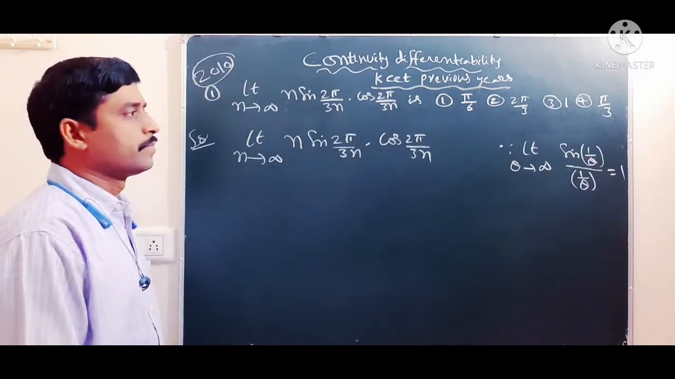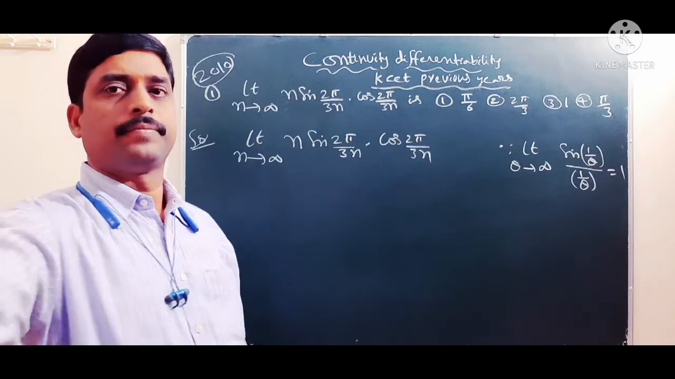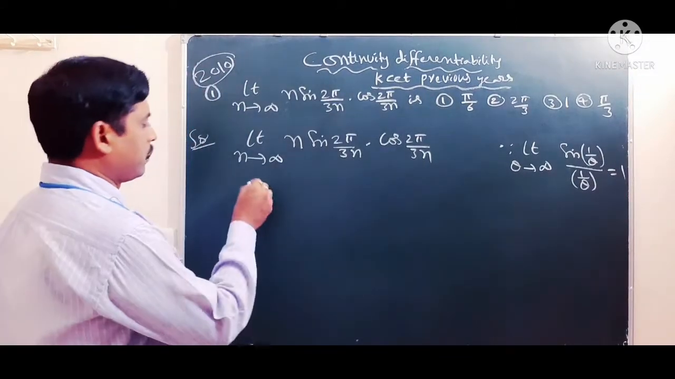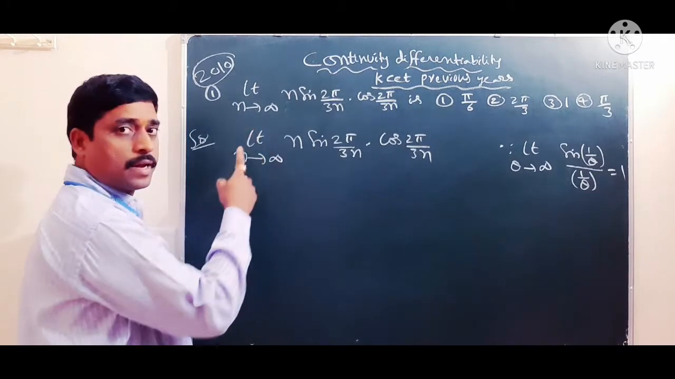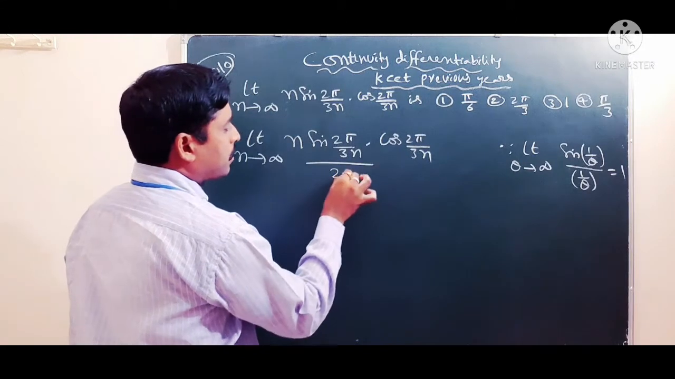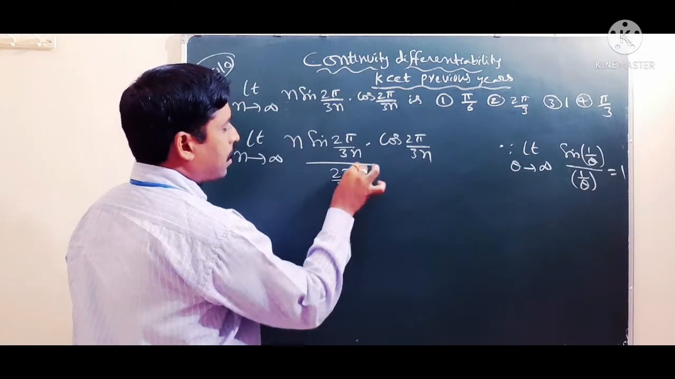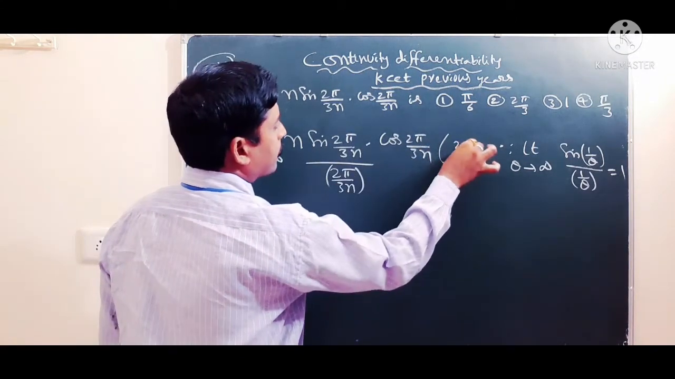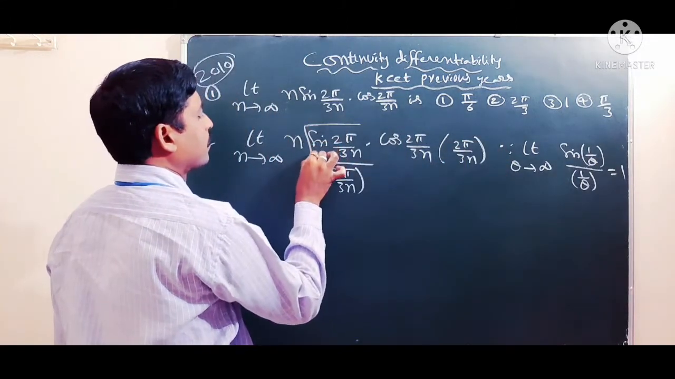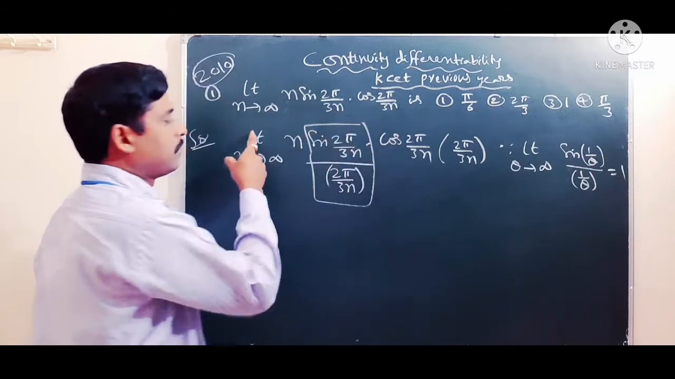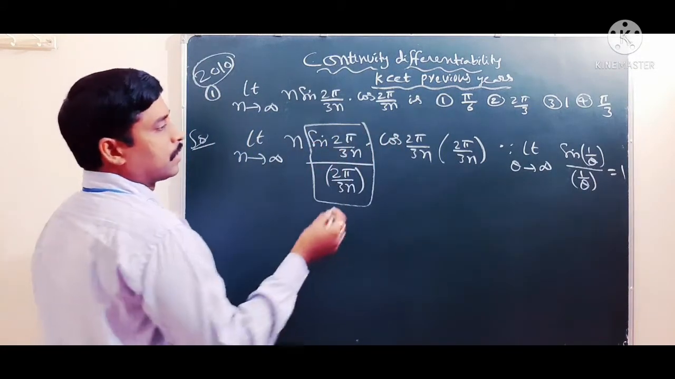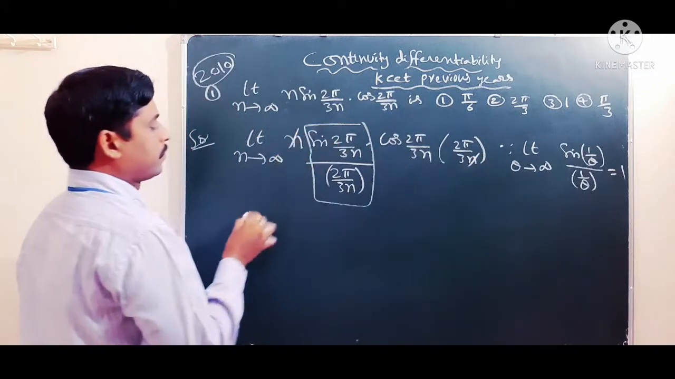In this one, this will be limit n tends to infinity, sin 2 pi by 3n. So we divide and multiply by 2 pi by 3n, so limit n tends to infinity, sin 2 pi by 3n by 2 pi by 3n has value 1. In this, n gets cancelled.